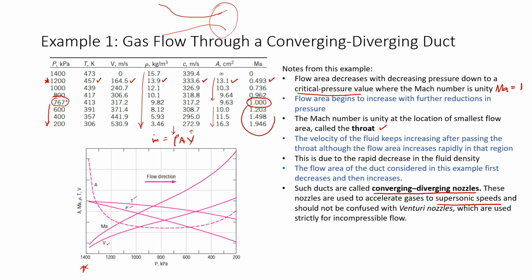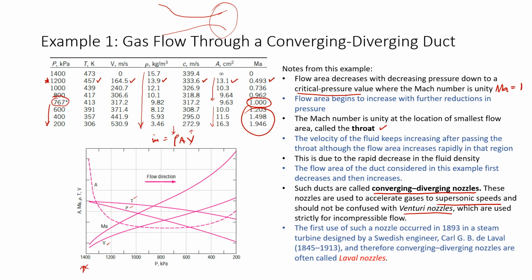Look at the Mach number. We are getting supersonic speeds, and they should not be confused with Venturi nozzles. You learned this in Fluid Mechanics 1, Chapter 6. Those are just normal converging nozzles. They are used for incompressible flow. So two different purposes. This one is used for compressible fluids.